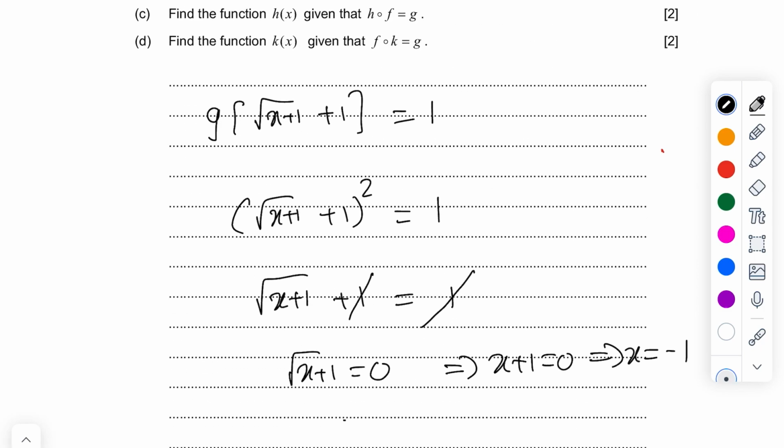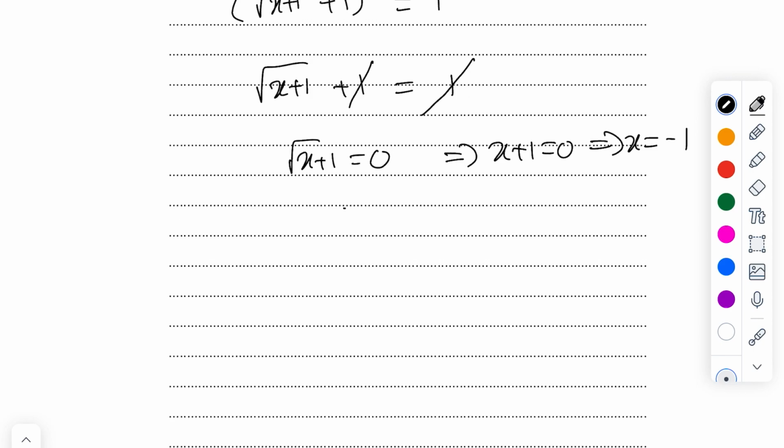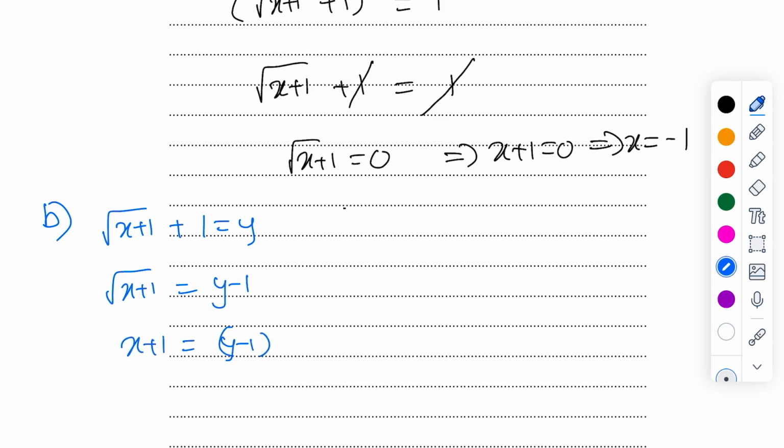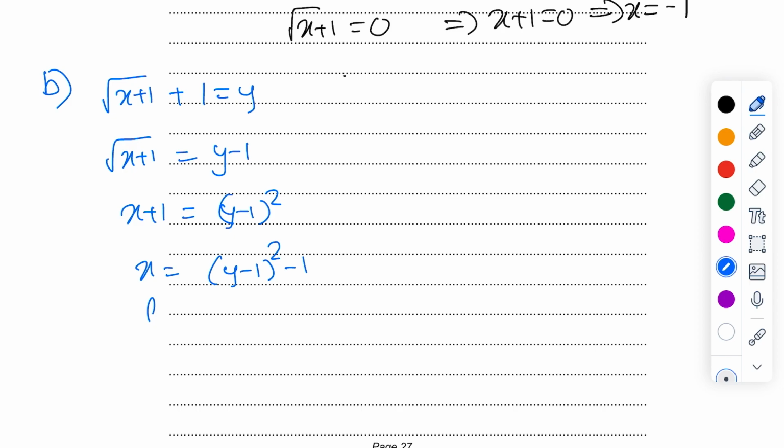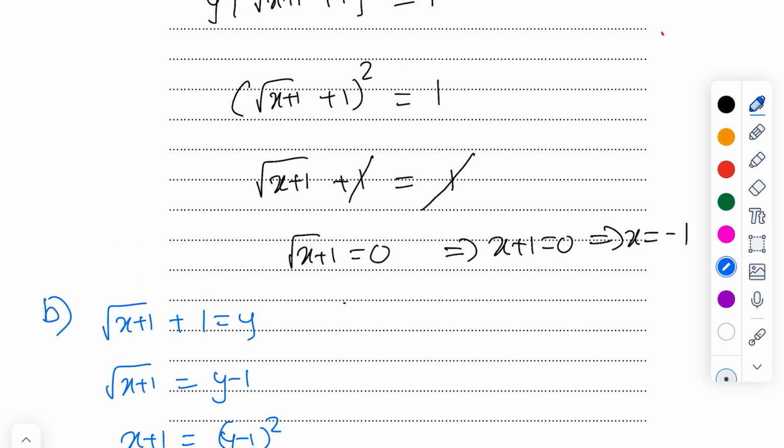Find f inverse in the simplest form. So for f inverse, square root of x plus 1 equals y. Square root of x plus 1 equals y minus 1. x plus 1 equals y minus 1 whole square. x equals y minus 1 whole square minus 1. So f inverse of x will be equal to x minus 1 whole square minus 1. You can simplify this or you can leave it out over here.